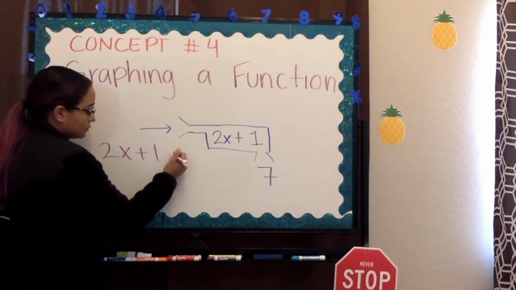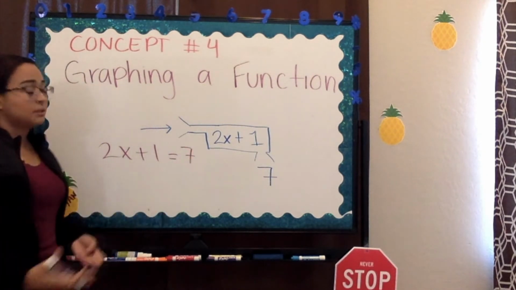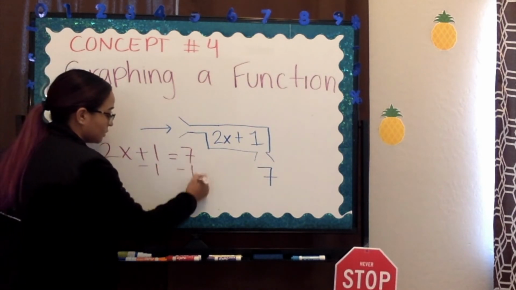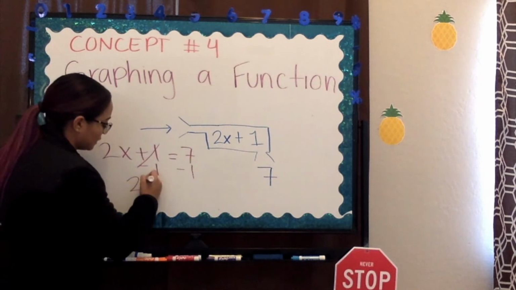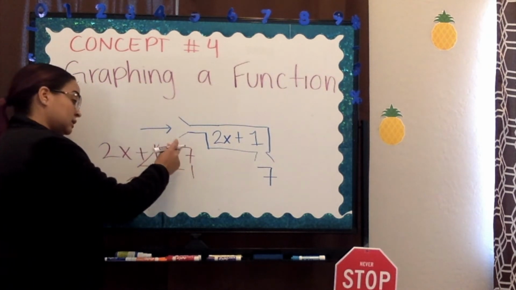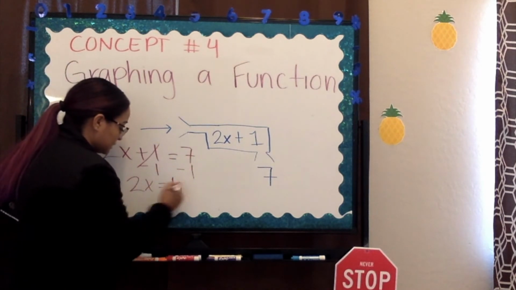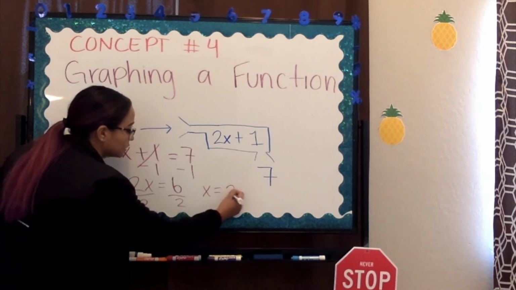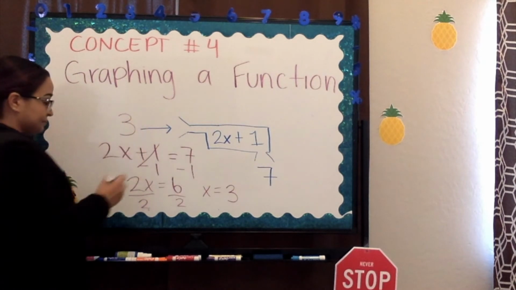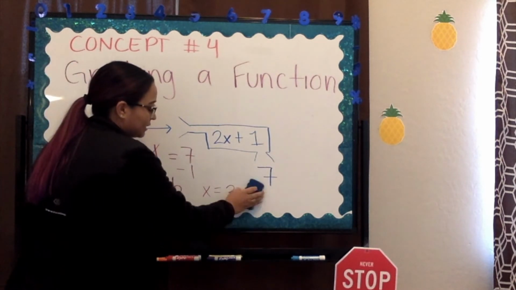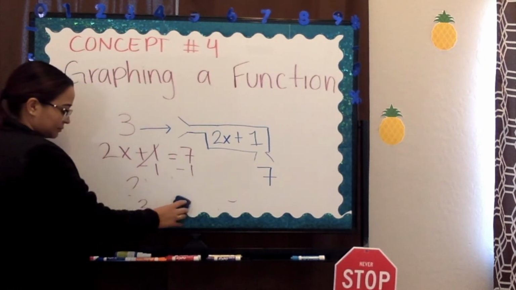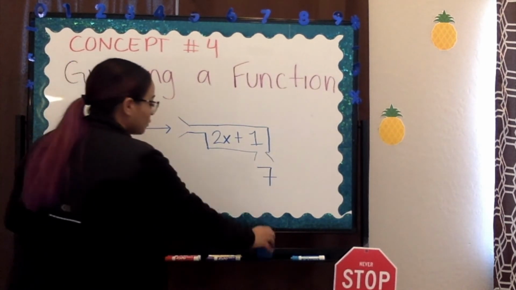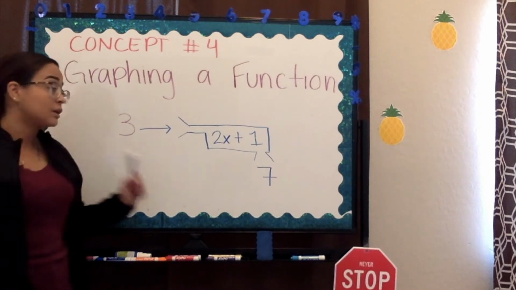2x plus 1 is equal to 7. Pretty much what we're going to be doing is solving for x like a normal equation. So we're going to subtract 1 from both sides. We have 2x is equal to 7 minus 1, which is 6. We divide by 2 on both sides, and x is equal to 3. That worked out, right? And that is how we do the work when we are trying to solve either for our input or our output.